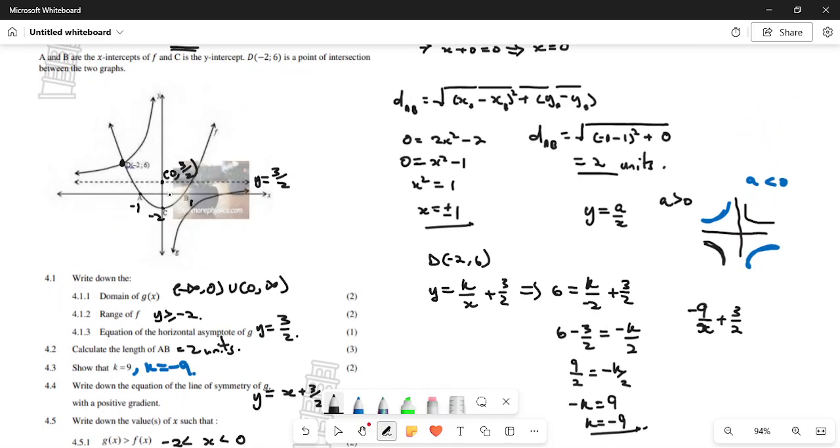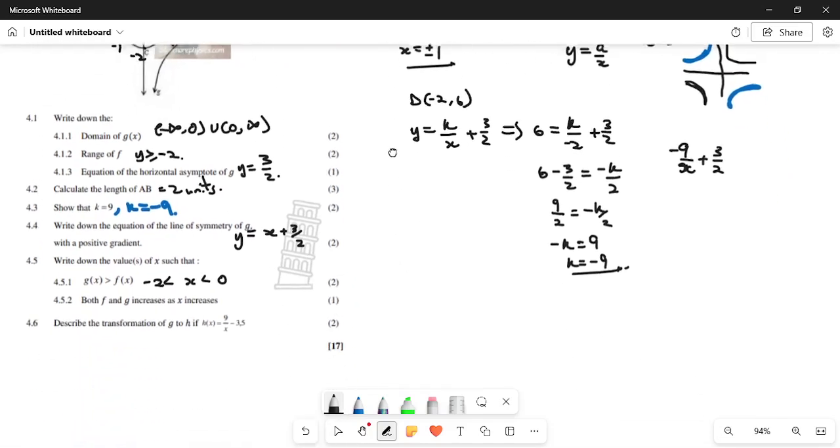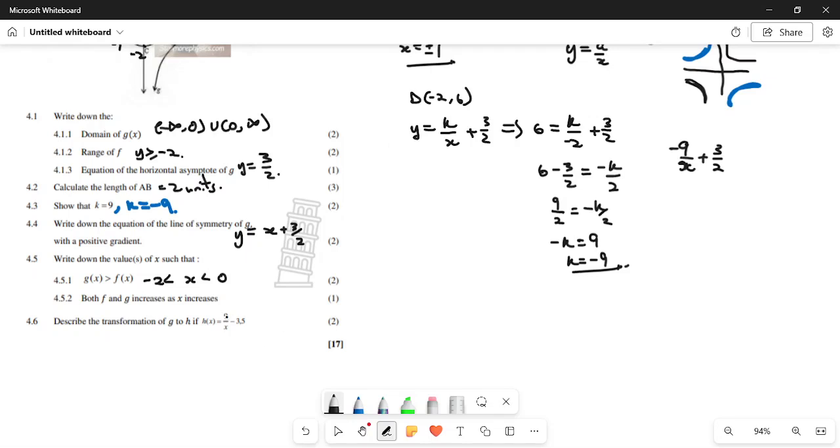Because to the right of these x's, when x is positive, both functions are going up. G is going up, f is going up. So the correct solution in that case, it's when we have x is greater than 0. And we cannot say when x is greater than and equal to, because for the function g, x is equals to 0 is not defined. So hence I said it's when x is greater than 0.